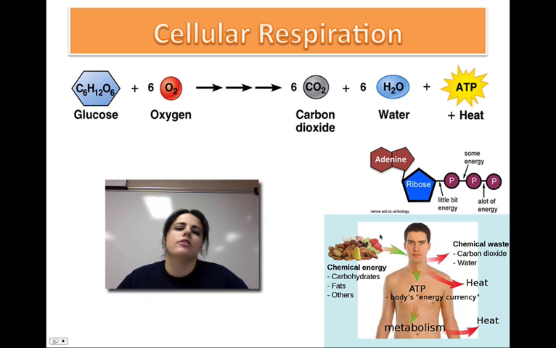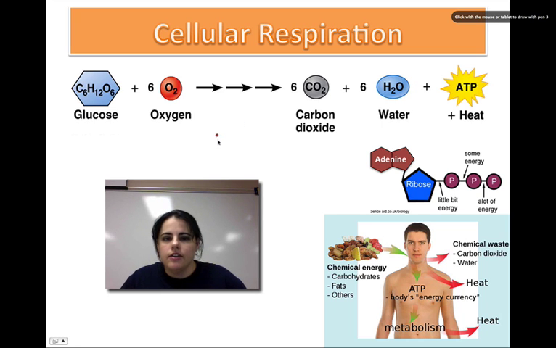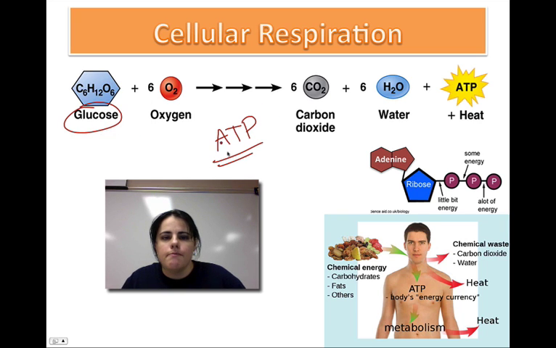The next process is cellular respiration. Cellular respiration is a process of making our cells energy, which is ATP. So this is our cellular energy. But we need glucose in order to make the ATP. Glucose is too big of a molecule to use for our energy source. So we use this chemical compound called adenosine triphosphate.